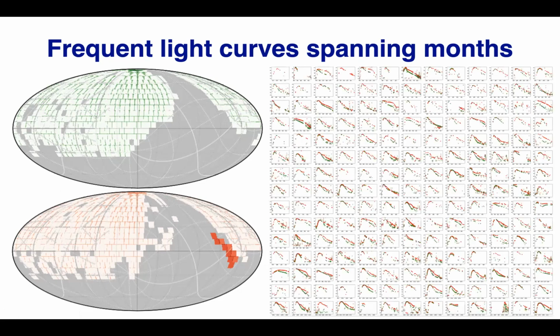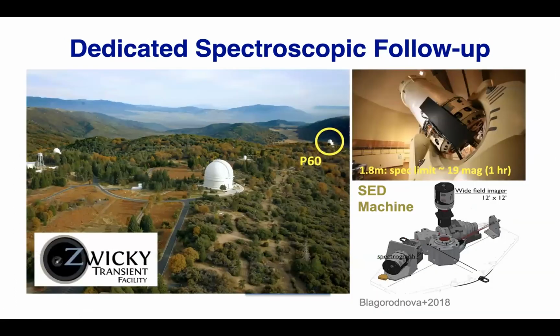And this is just a few examples, but there are many, many more. And there are, of course, thousands now of transients like this, which have such excellent light curves.